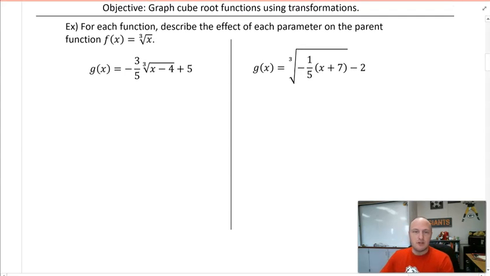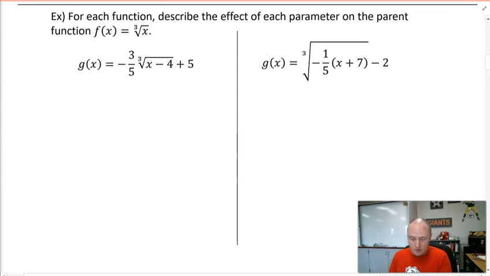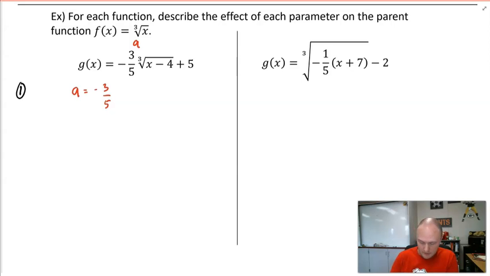So what we're going to do is look at some transformed functions and then just identify the effects on the graph, okay? And this should really be prior knowledge just with a new type of function. So step one, I want to identify my parameters. You can see here we have an a value of -3/5. We have an h value of 4. And remember, the h value is always opposite. Okay, so h is always opposite. And then we have a k value here, which is +5.